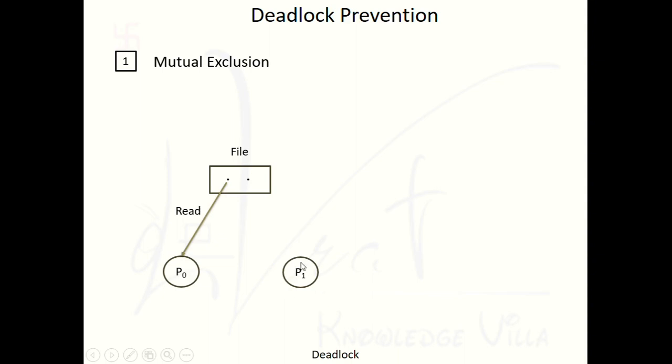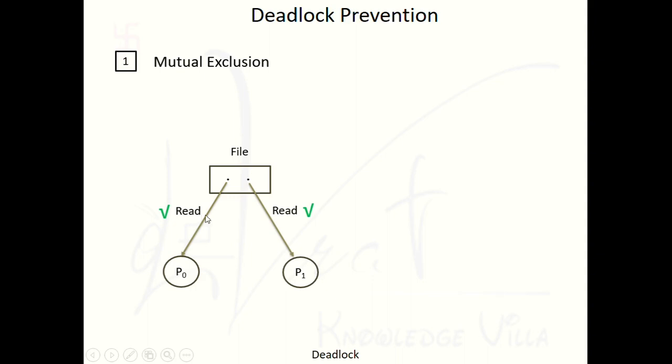Same thing, process P1 requires to read this file at the same time. Is it possible to allocate this file to process P1 also? Yes or no? Definitely yes. So we will allocate this file to process P1 also for reading purpose. It means we can allocate more than one process to a single file in a read only mode.